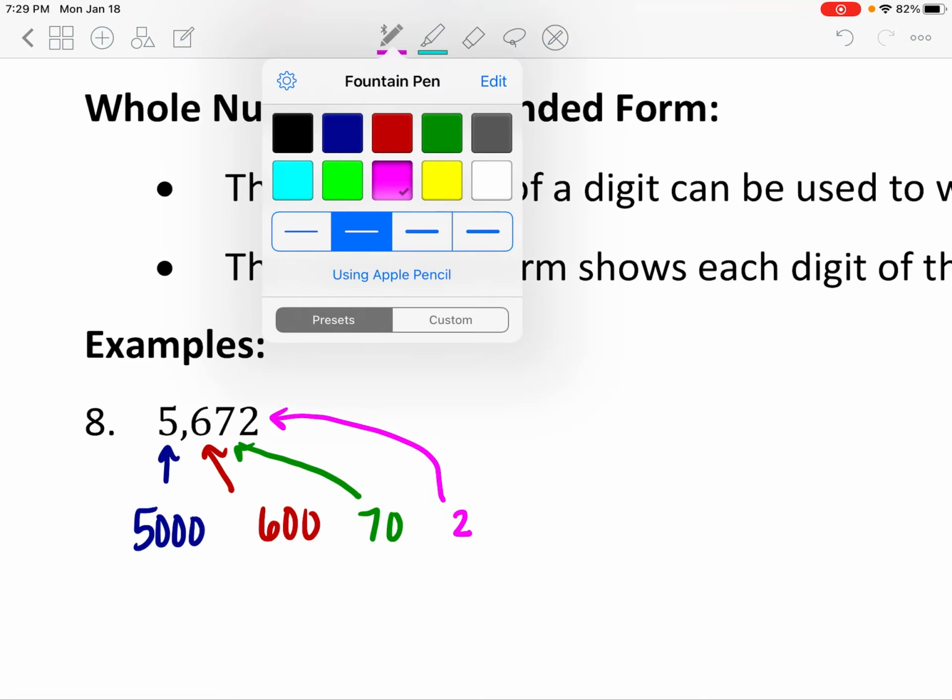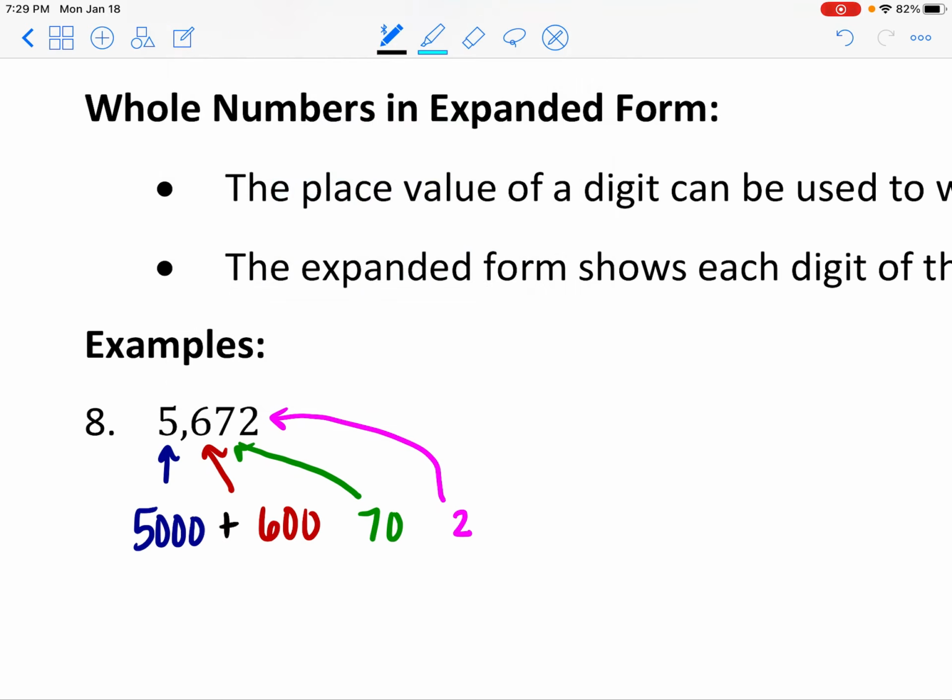And then expanded form, you put each of those digits with its place value, and technically, the sum of those digits makes our number in standard form. So if we added up the expansion, we would get back to that standard form.